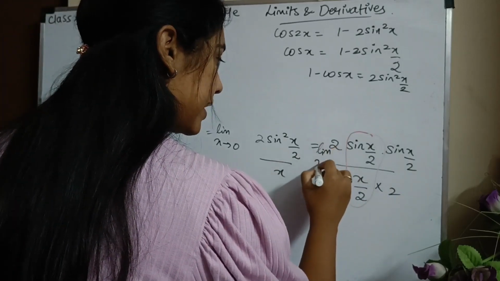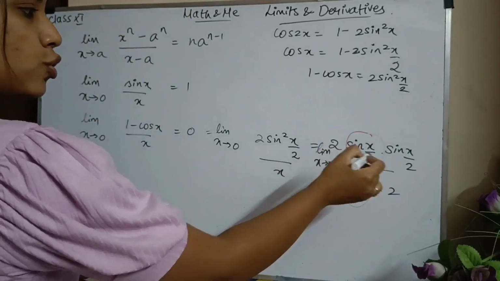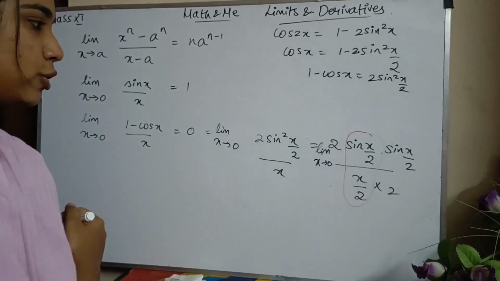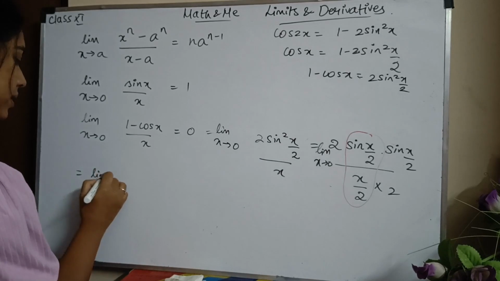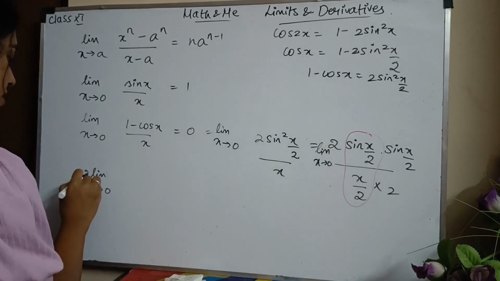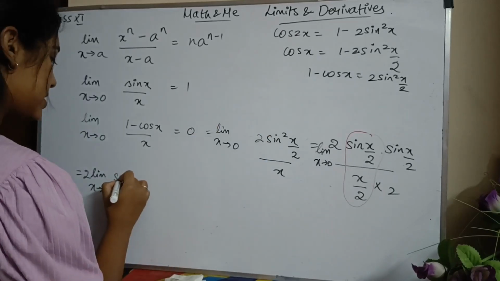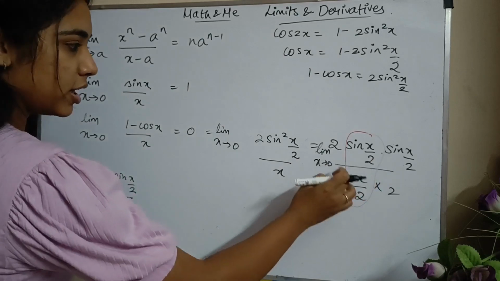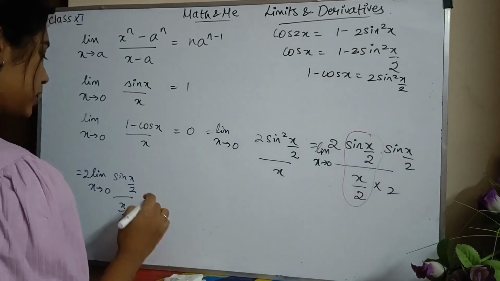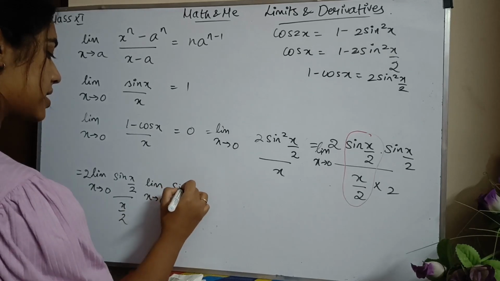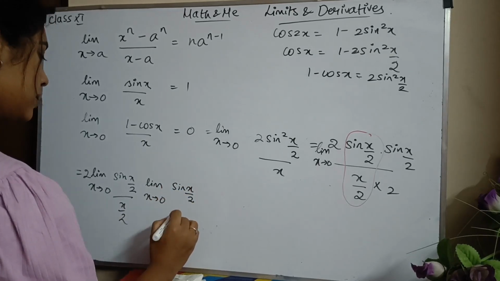Limit x tends to 0 of 2 sine x by 2 divided by x by 2 times sine x by 2 divided by 2. What will be my next step? Limit x tends to 0. I am taking this 2 outside since it's a constant. I have sine x by 2 divided by x by 2. So this is one term. I have taken the 2 outside. What am I left with? I have limit x tends to 0 of sine x by 2, the whole divided by 2.